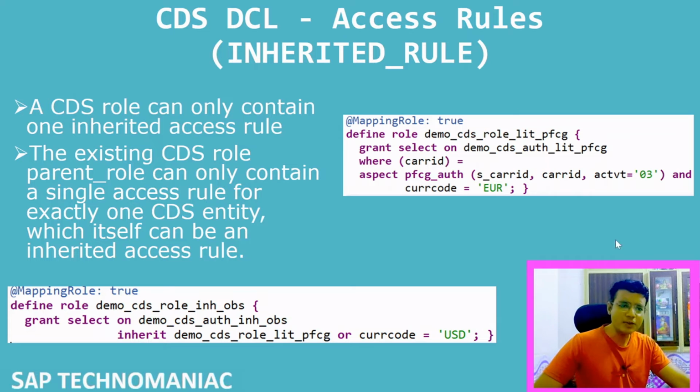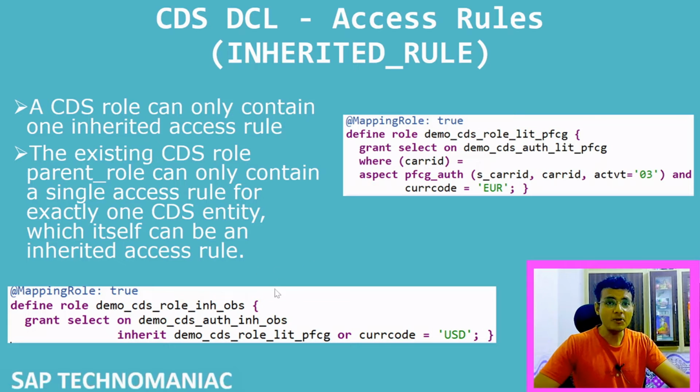So for the inherit rule, suppose we have one existing role. This is a demo example I took; I didn't create my own example. In this case, one demo CDS role, lit PFGC, is created on this particular CDS entity, CDS auth lit PFGC, where they have an auth object restricting based on the carrier ID and based on the currency condition. In this case, they have combined two conditions: one is the authorization object based, along with the currency code based. This is a simple access control they have created on this particular CDS entity.